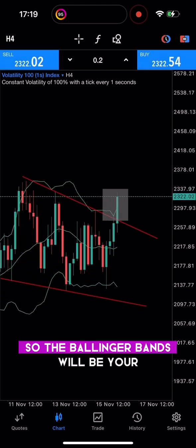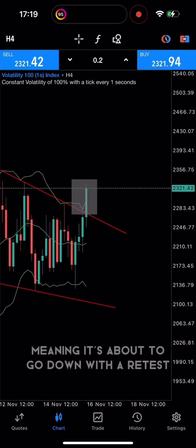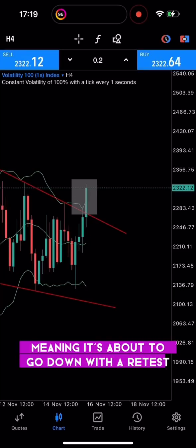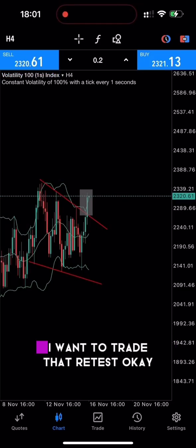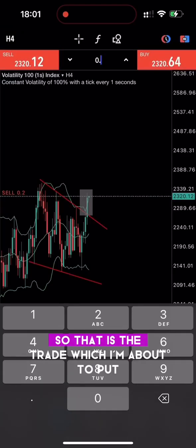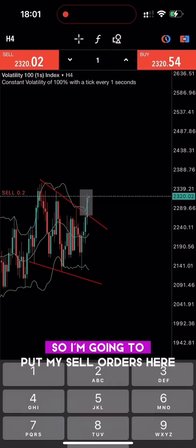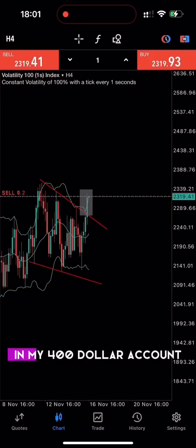So the Bollinger Bands will be your go-ahead because it has touched the top Bollinger Band, meaning it's about to go down with a retest. As for me, I want to trade that retest, that pullback. So that is the trade which I'm about to use. I'm going to put my sell orders here in my $400 account.